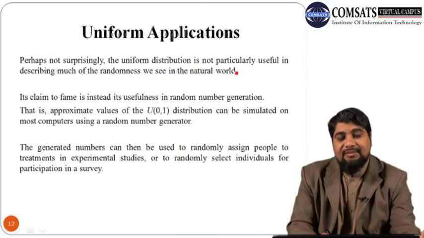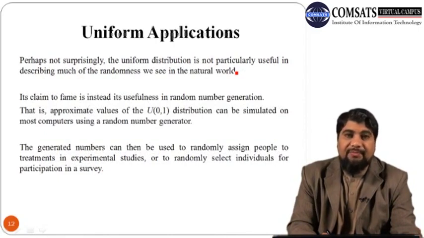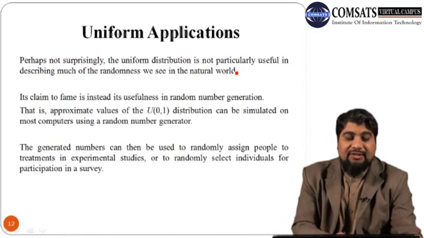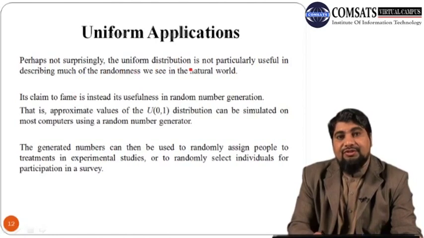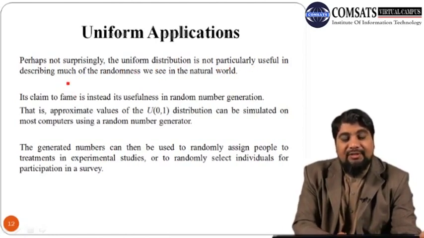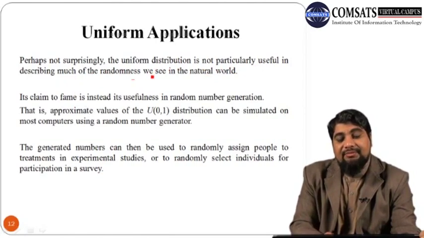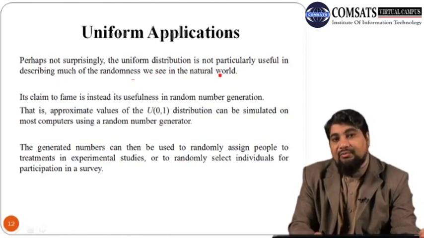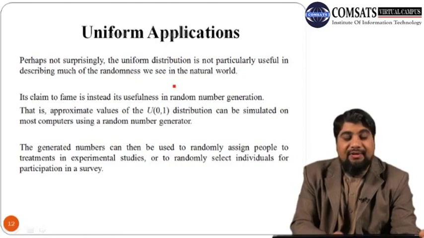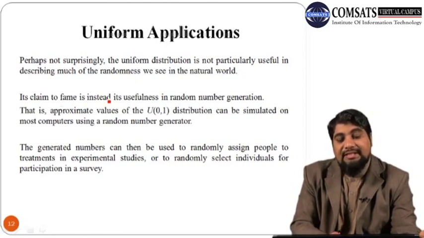So now let us discuss some of the applications of uniform distribution. Perhaps not surprisingly, the uniform distribution is not particularly useful in describing much of the randomness which we see in the natural world around us. Its claim to fame is instead its usefulness in random number generation.